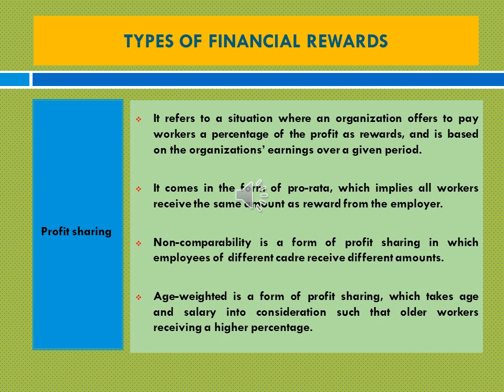Profit sharing can be of different types. One of them is called pro rata. Pro rata is a form of profit sharing in which all workers receive the same amount of reward regardless of their position, gender, or any demographic differences in the organization. If it is 10 shillings, then it is 10 shillings across, whether you are the CEO or the cleaner. From the topmost to the bottommost, if it is on a pro rata basis, the reward is the same across the board.